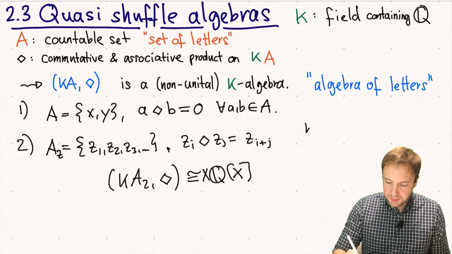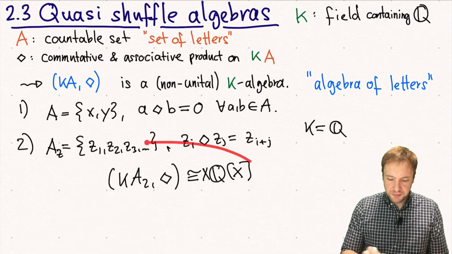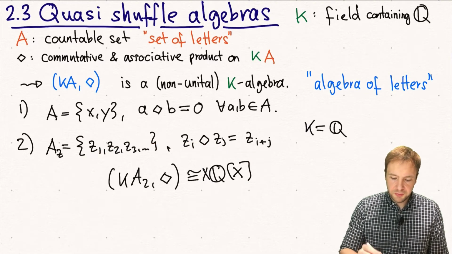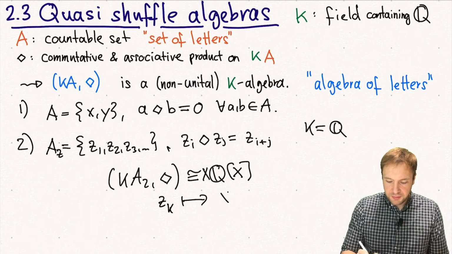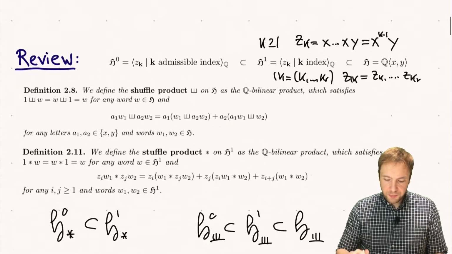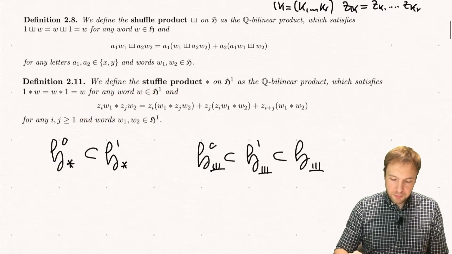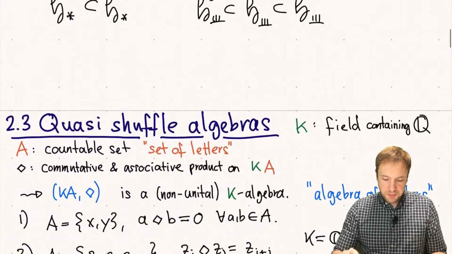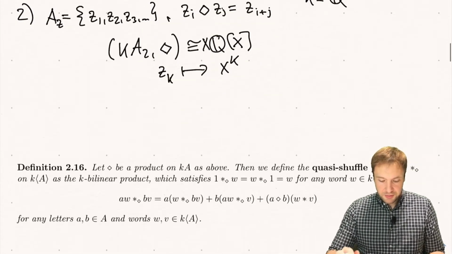So in these cases, let's also say K is Q. In this case, you can check that this is just isomorphic to this space here as a Q algebra by sending Zk to x^k, and this will be the algebra of letters, which will give us later this shuffle product. But now let's actually define what we mean by this quasi-shuffle product.